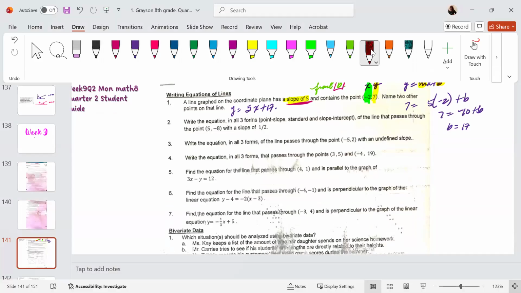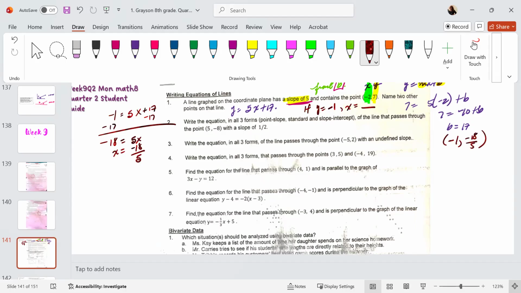Correct? Once you have your equation, you can find any point. So you can say if y is negative 1, for example, okay? Plug that in, figure out what x is. So negative 1 equals 5x plus 17, correct? Subtract 17 on both sides. What's x equal to? Your other point is negative 18 over 5, negative 1. That's another point. Plug it in.